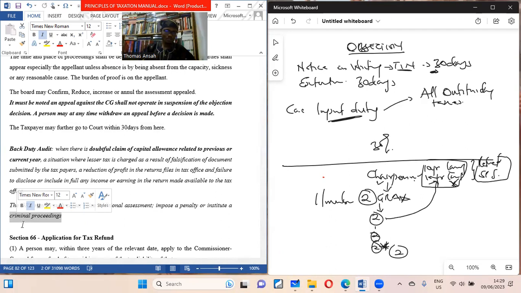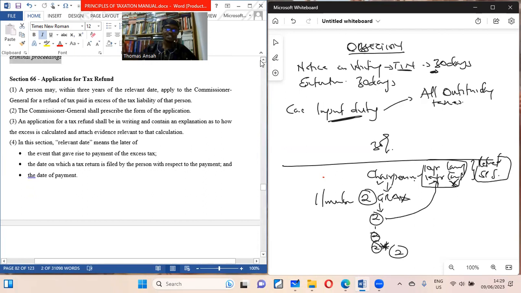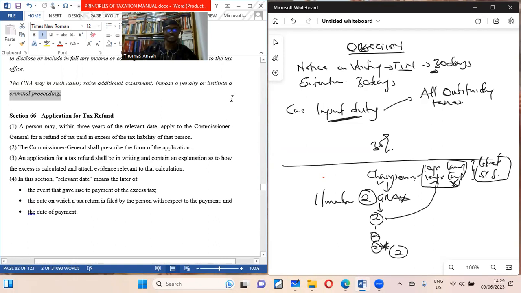Now we come to application of a tax refund. Let's say you have overpaid the Commissioner General and now you need your refund. What do you do? You have to apply, and a person may, within 3 years of the relevant date that the refund applies to, apply to the Commissioner General for the excess, all right? And you have to use the right form, okay? You have to use the right form. Now you apply for the refund in writing, containing an explanation about how the excess came about and the evidence that supports your calculation of the excess.